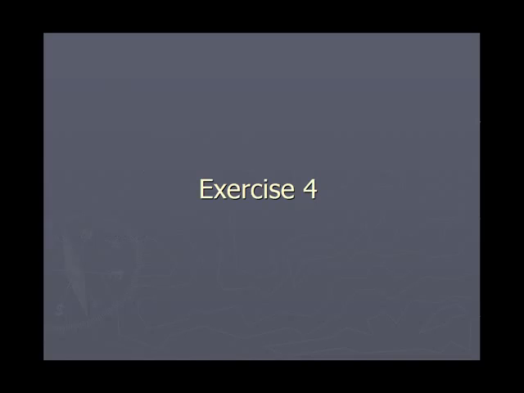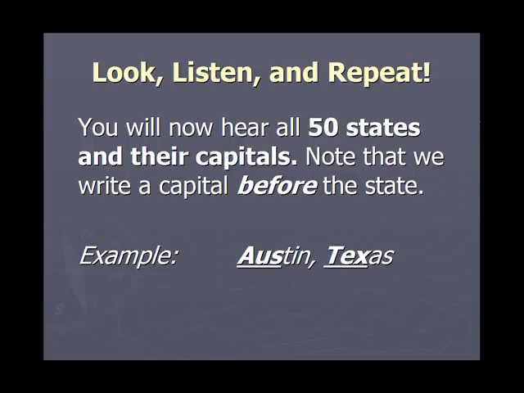Exercise 4. Look, listen, and repeat. You will now hear all 50 states and their capitals. Note that we write a capital before the state. For example, Austin, Texas. The state is Texas, and its capital is Austin. When we write it, we separate the capital and state by a comma.